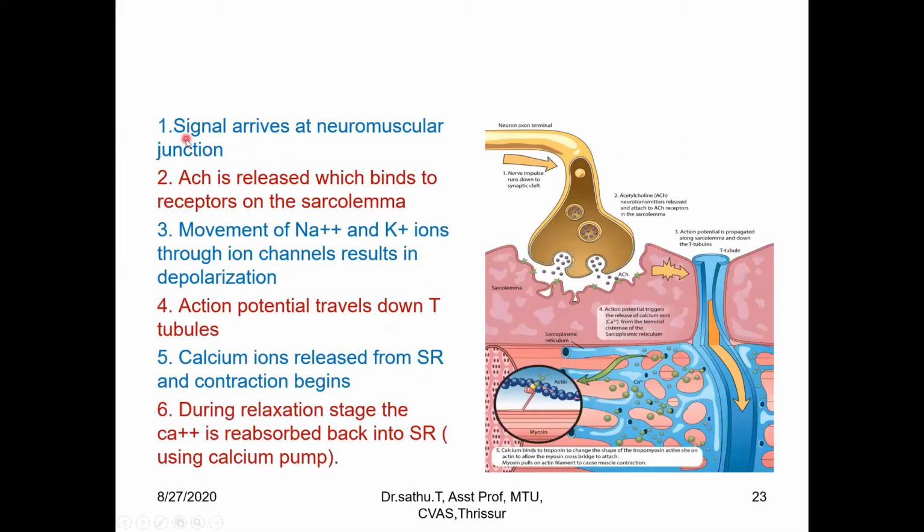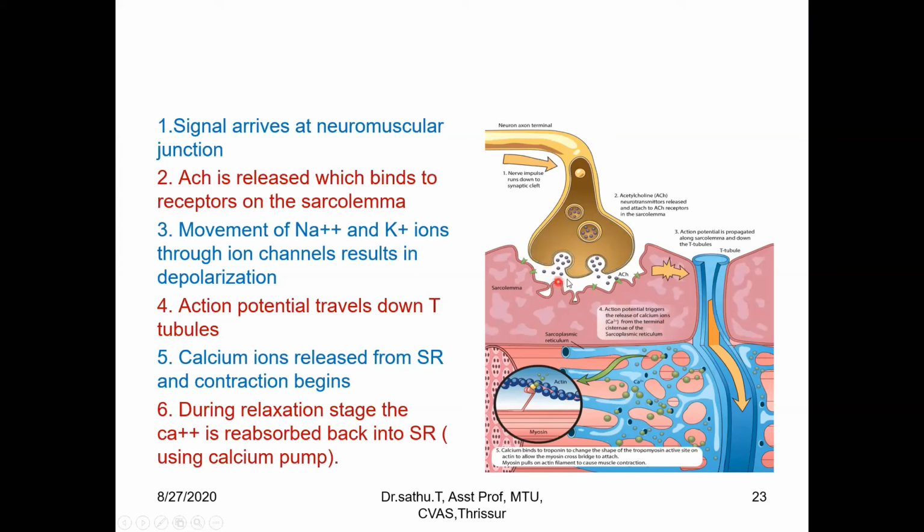Here you can see, in a nutshell, what has happened during muscle contraction and relaxation. When the signal arrives at the neuromuscular junction, acetylcholine is released from the synaptic vesicles. This acetylcholine is nothing but the neurotransmitter. It binds with the receptors present in the postsynaptic membrane, that is, the nicotinic receptors in the case of muscles.